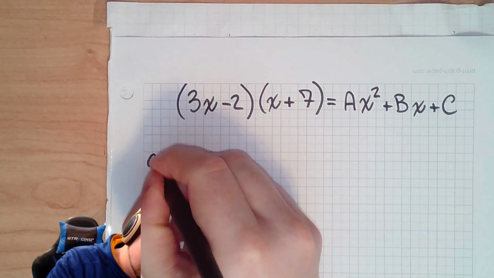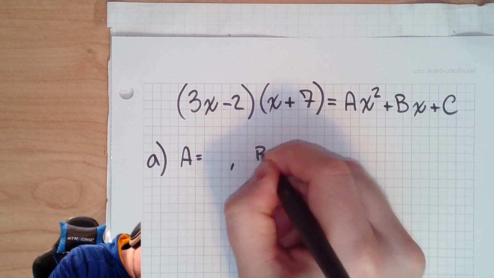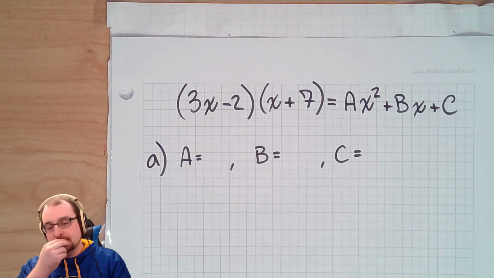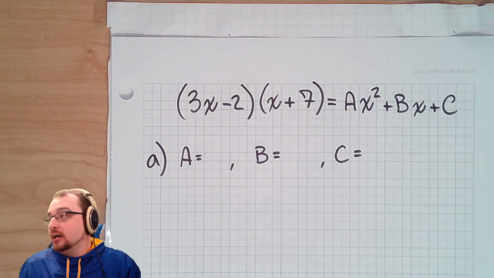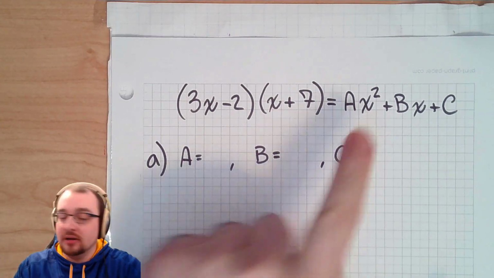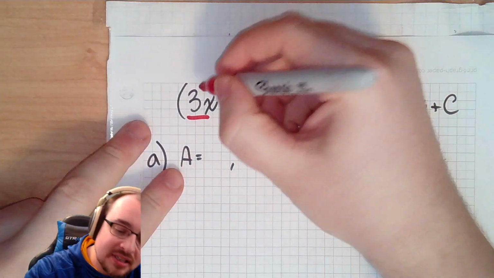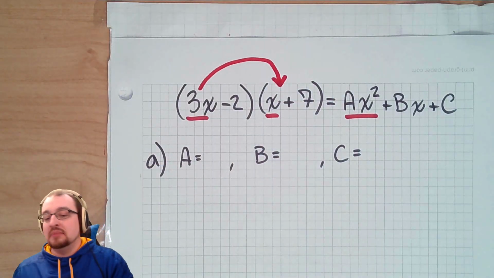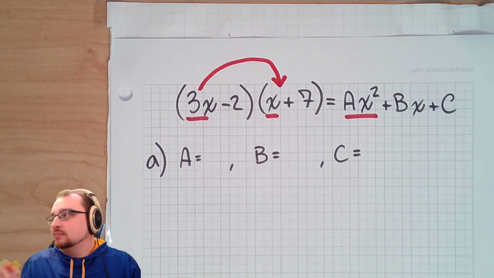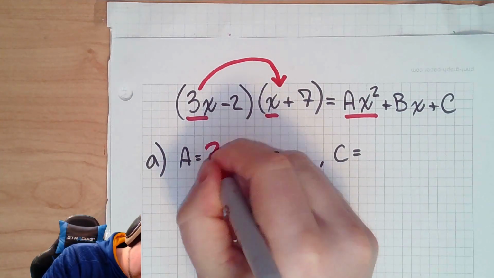So for part A, what will A equal? What will B equal? And what will C equal? So I'll take care of A. We know A, this x squared, is going to come from these two, right? That's where it's going to come from because these two will multiply and make something x squared. So when we do 3x times x, we get 3x squared. So A is just the 3 in front of the x squared, right? So A is going to be 3.